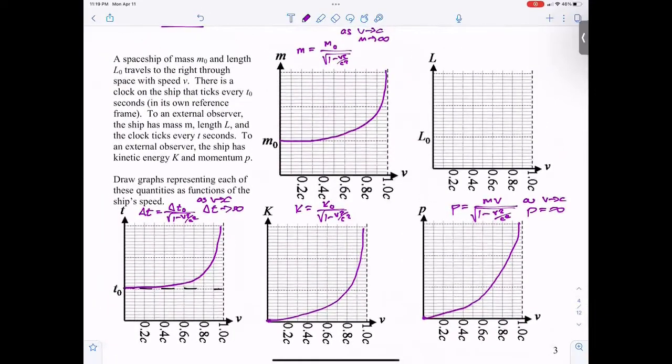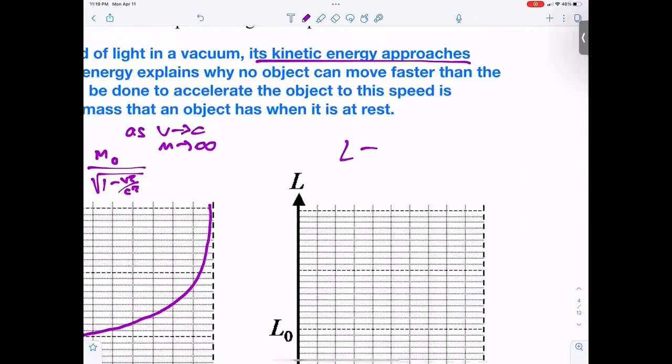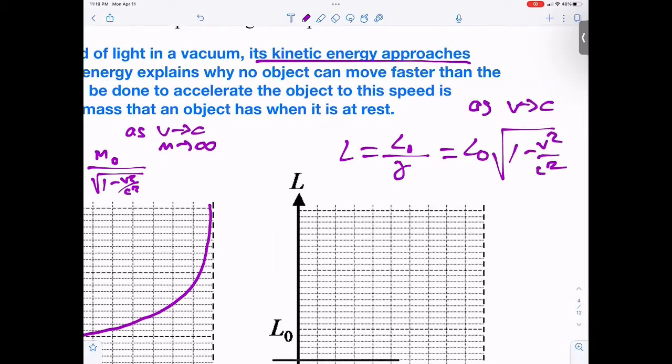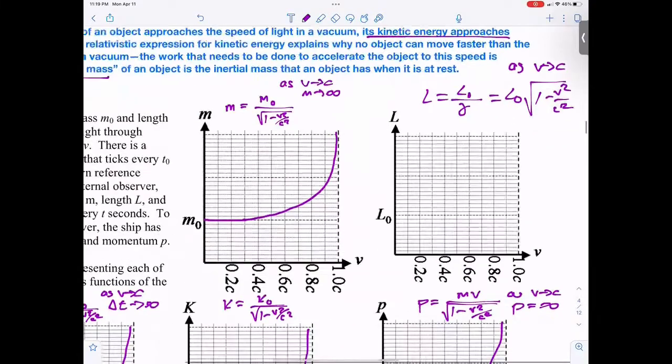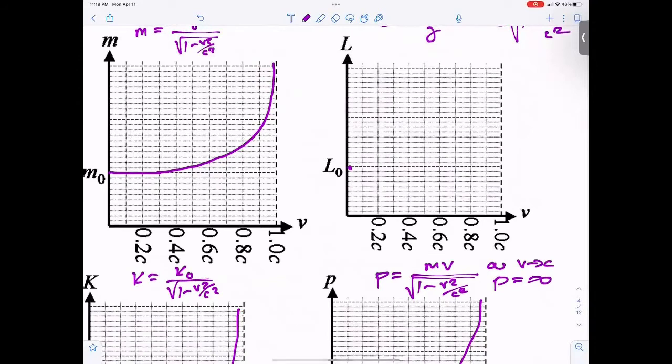The opposite of all of this, of course, would be length contraction, because all of these other values are increasing infinitely, but that's not true with length. Length is dividing by the gamma factor, not multiplying by it. So this would be L naught times the square root of 1 minus v squared over c squared. As v approaches the speed of light, what does that mean? This whole thing goes to 0, which means length goes to 0. So if we start off with L naught right here, as we approach the speed of light, it's going to drop off that way towards 0.